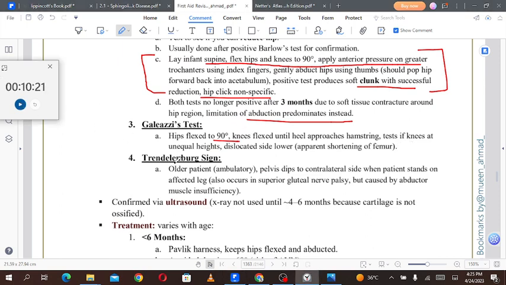So for the Galeazzi test, you have to flex the hips to 90 degrees, with knees flexed until the heels approach the hamstrings, and test if the knees are at unequal heights. The dislocated side lowers, with apparent shortening of the femur.